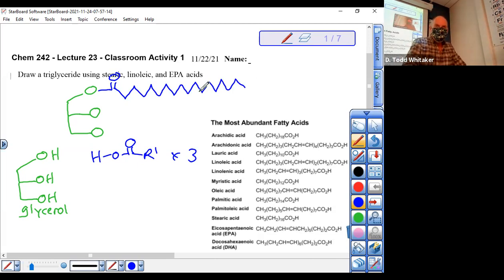Always verify that you have the right number of carbons. Your fatty acids always have even numbers of carbons. It's because of their biosynthesis. They come from acetyl-CoA, which brings in 2 carbons at a time. So what we have here is 2, 4, 6, 8, 10, 12, 14, 16, 18. This is acceptable. Now I have to find linoleic acid.